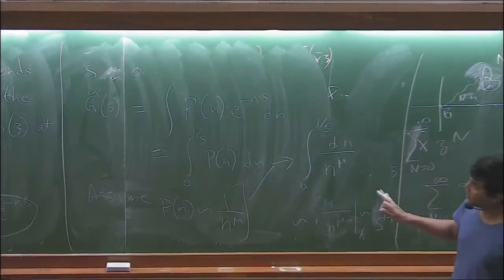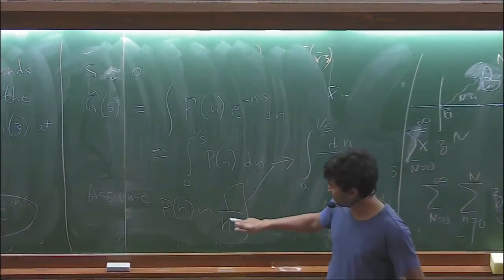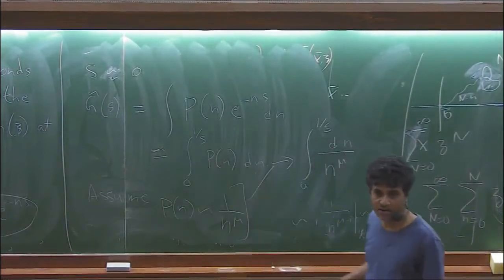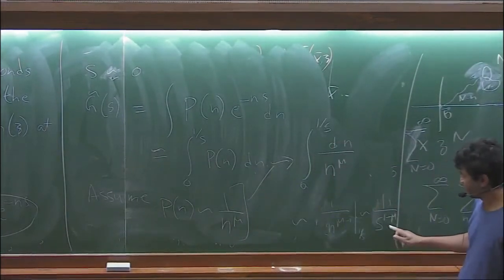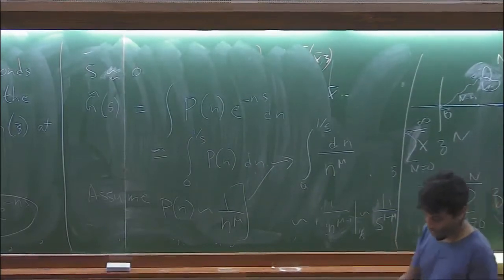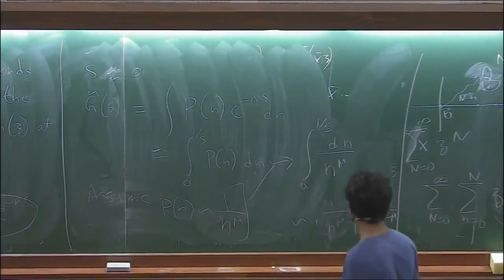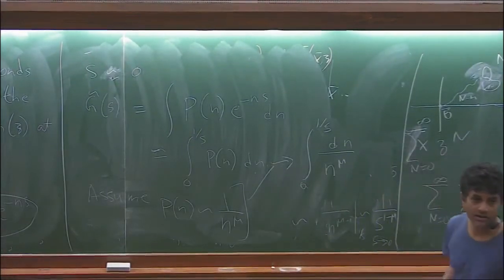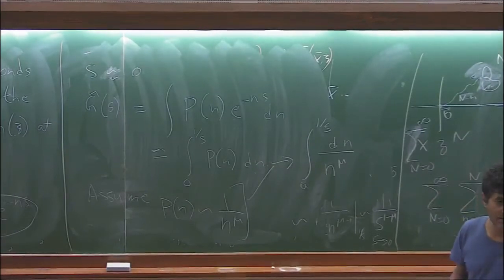Okay, so what we saw is that if Pn has this form, a power law, then this generating function at small s will behave like 1 by s to the power 1 minus mu. Okay, so this is s going to 0. Any questions?